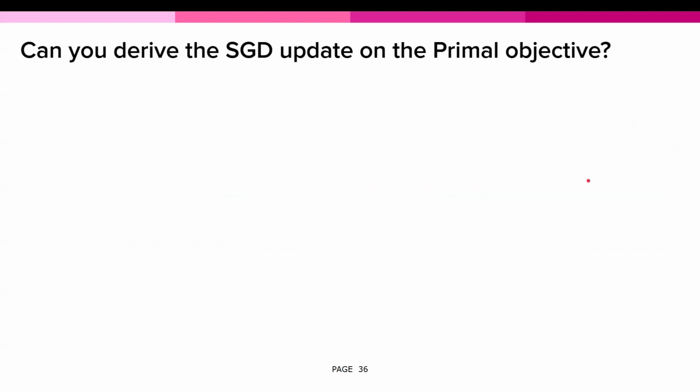Right. So we talked about one way to optimize this problem, which was deriving the dual and then solving it as a convex optimization problem. But I did mention that there is a way to solve this using a stochastic gradient descent method, specifically using SGD on the primal objective. So it'd be a good idea to pause the video at this point to see if you can try to derive the stochastic gradient descent update on the primal objective.